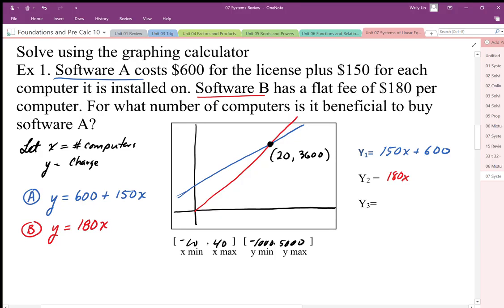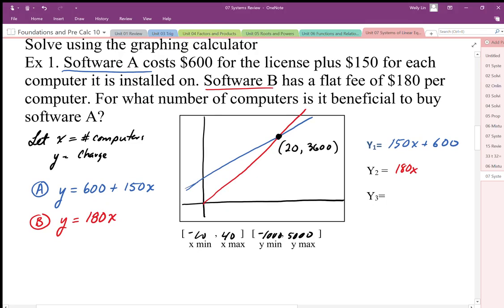So in this case, once we hit 20 computers, software A, which is the blue line, is going to be cheaper. So for greater than 20 computers, software A is a better deal. Okay, so we can find the solution here, and then we still have to analyze the problem. We're still finding out where software A is better. Software A is going to be better after 20 computers because it's cheaper per computer.